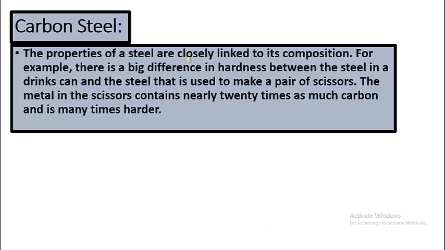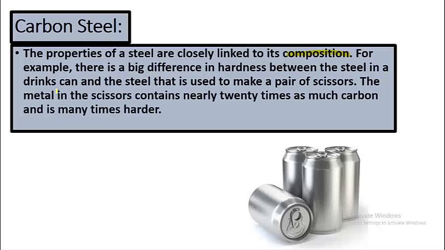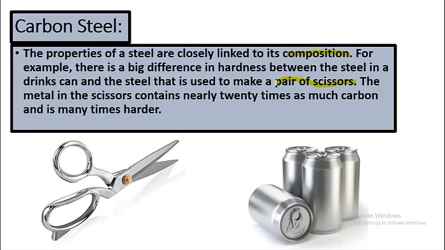The properties of steel are closely linked to its composition, as I mentioned in the previous slide. For example, there is a big difference in hardness between the steel in drink cans or drink bottles, and the steel that is used to make a pair of scissors. Both are made up of steel, but the constituent, carbon, which is present in a high percentage, plays an important role. The metal in the scissors contains nearly 20 times as much carbon as in the cans, and is many times harder. It means that as the percentage of carbon increases, it makes the steel more brittle. The steel used for making scissors contains 20 times more carbon than the steel in cans. You are getting my point, right?